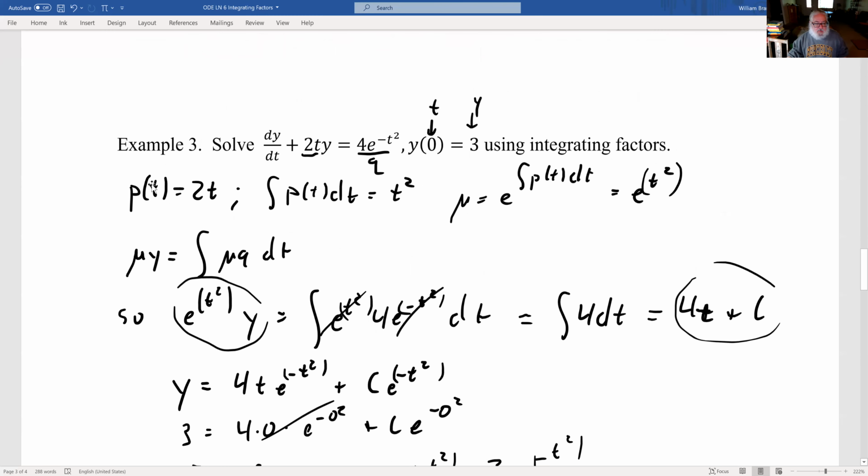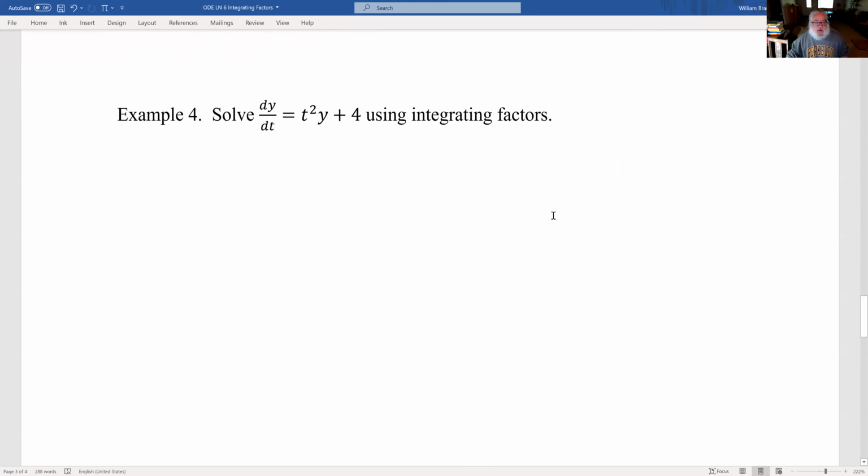Again, once you figure out what p of t is, and it's on the same side as the dy dt, you can figure out what mu is, and then mu times y equals the integral of mu times q dt. This is usually how I do it: write down what p of t is, then this is the formula for mu, and then that's the equation for solving the system. Okay, how about this one?